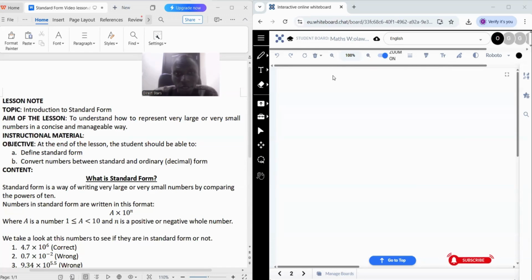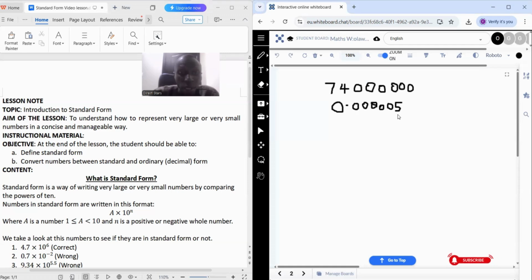So the first thing that we'll be looking at here is to know what a standard form is. So what is standard form? Standard form is a way of writing very large or very small numbers by comparing the powers of 10. You can have a large number like 74 million, and can also have a very small number like 0.0000005. So there's a way that we can write these numbers in a concise and manageable way, which is called a standard form.